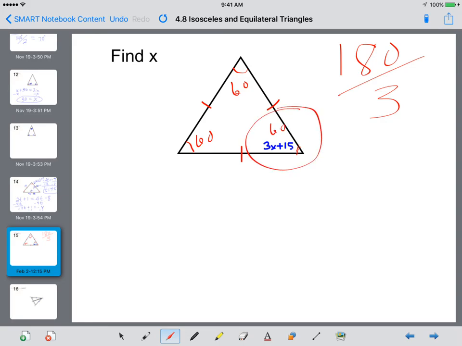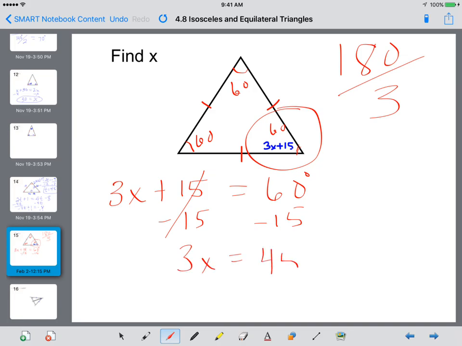So this right here, 3x plus 15, is going to be equal to 60 degrees. We already know what that angle measure is. We want to find x. So subtract 15 on both sides. We'll get 3x equals 45. Divide by 3, and x equals 15.